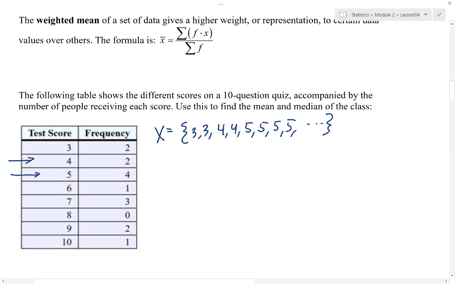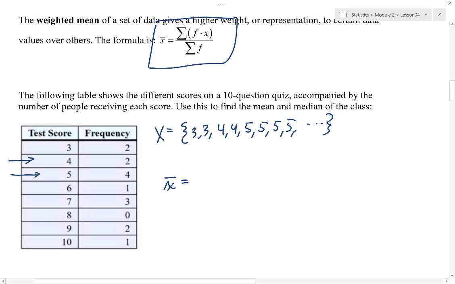So listing all of these out just to find the mean can be a pain, and that's why we use this formula, which is, again, I'll go through how to find that. What we're going to do is take all of the frequencies and multiply them by the number itself, and then divide by the number of frequencies. And this is rather intuitive when you think about it.